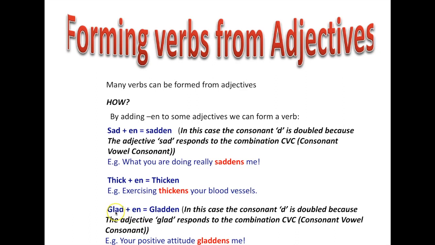L-A-D, consonant, vowel, consonant, okay? So here we have the same combination L-A-D, and then we double the consonant, okay? And it's a one-syllable adjective. So the example is, your positive attitude gladdens me. Tu actitud positiva me alegra, okay? Eso es lo que quiere decir este ejemplo.